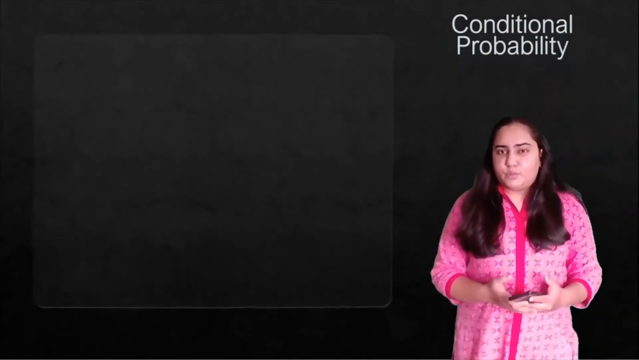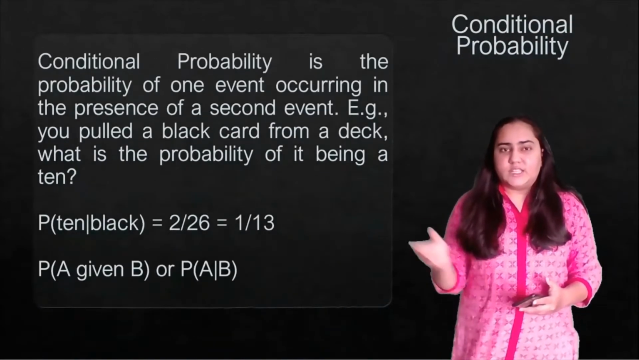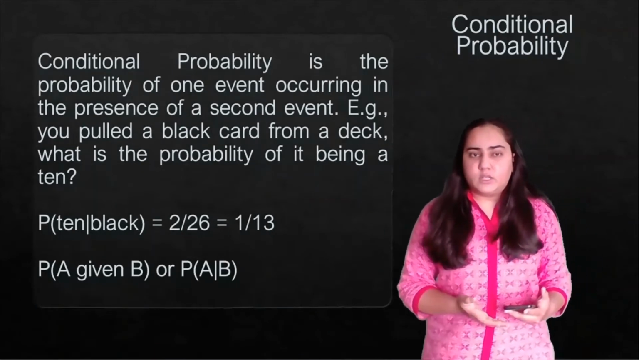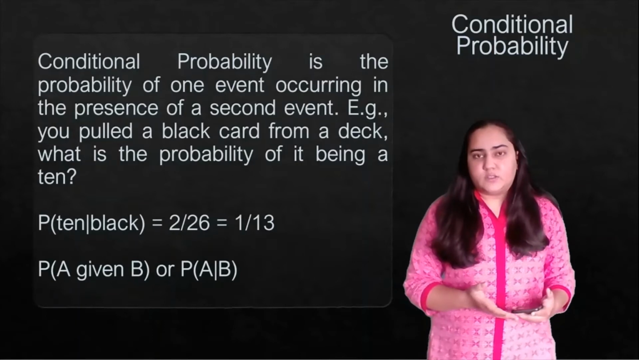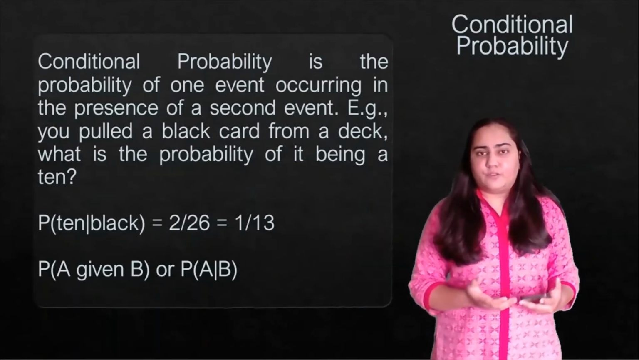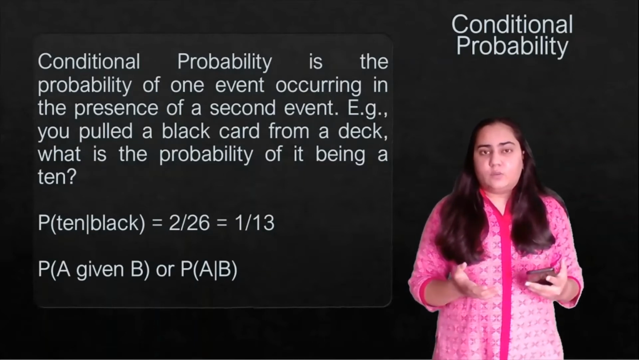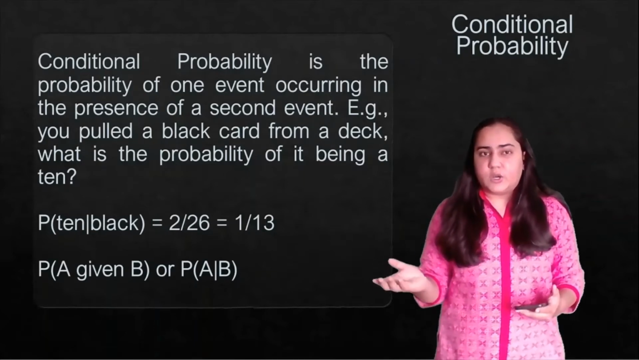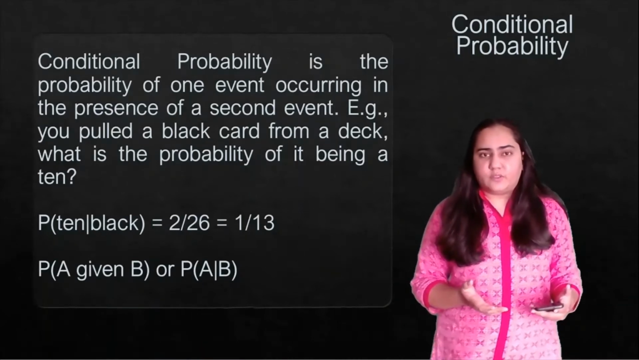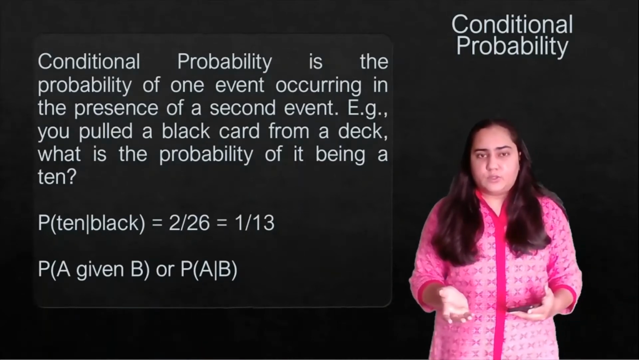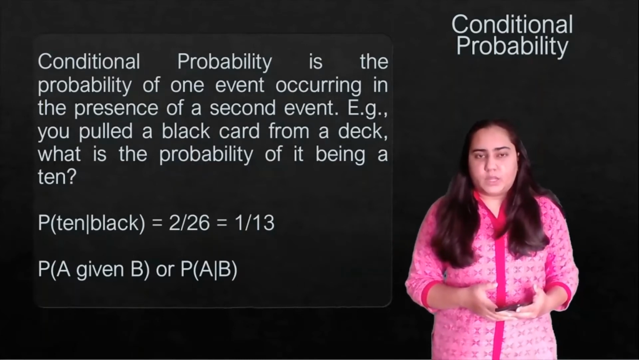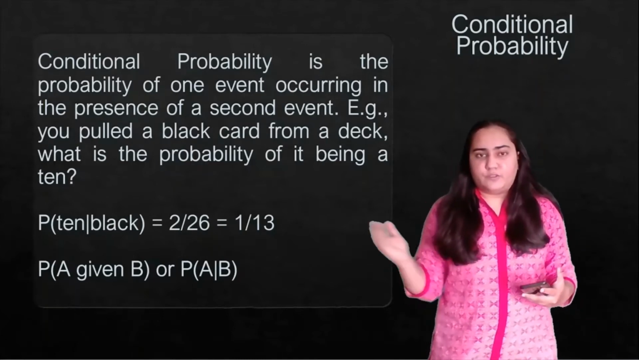The next type of probability we are going to see is conditional probability, which is the probability of one event occurring in the presence of a second event. So for example, if you pulled a black card from a deck of cards, then what is the probability of this card being a 10? A black card could be either spades or clubs. So what is the probability that it's going to be a black card of 10?